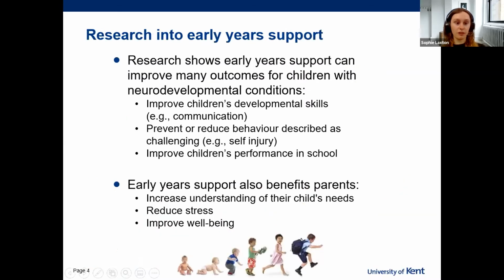So, research into early years support has found that it can reduce health and social inequalities, like poorer physical or mental health in people with neurodevelopmental conditions. Research has also found that it can improve children's developmental skills like communication, and reduce or prevent challenging behaviour in children with neurodevelopmental conditions. Interventions for school-aged children with neurodevelopmental conditions have been found to improve children's performance in schools. For example, interventions focused around reading and maths can significantly increase reading and maths abilities.